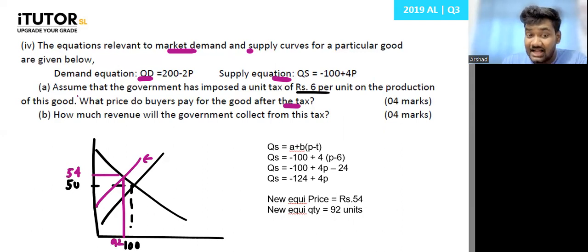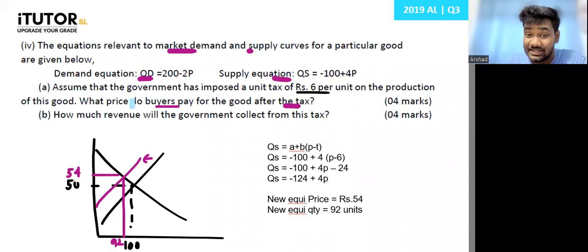Okay. They are asking you, what is the price the buyers pay for the good? The buyer pays 54 rupees. He pays the equilibrium price. If they ask the same question, what is the price the producer receives? That's not 54. Buyer is paying 54, correct?